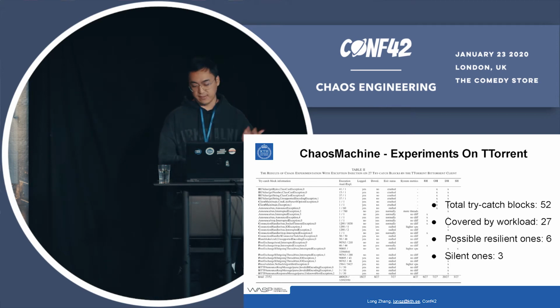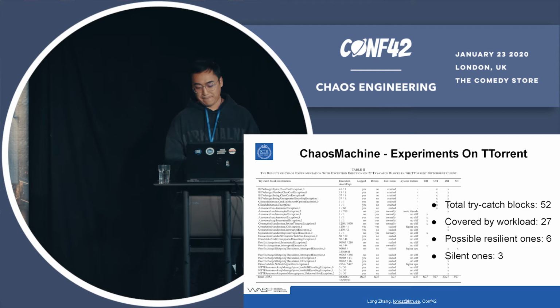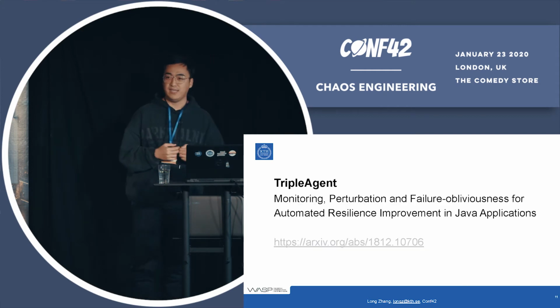So with the help of chaos machine, we could detect different try-catch blocks, and some of them are covered by our workload, because in production we can't make it 100% covered if we just run simple experiments. And then we could classify these try-catch blocks based on our hypotheses. That's why I'm also interested in Chaos Monkey for Spring Boot, like how we design these different types of exceptions. So this is the first piece of idea I would like to share.